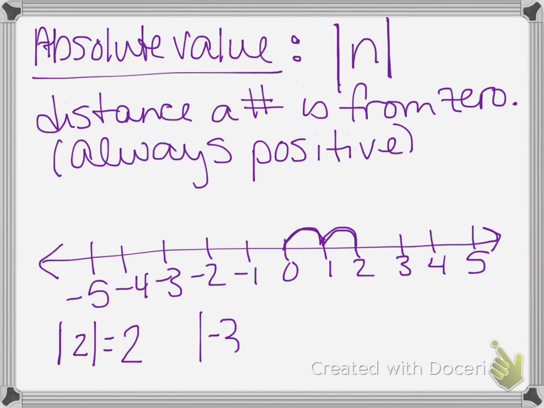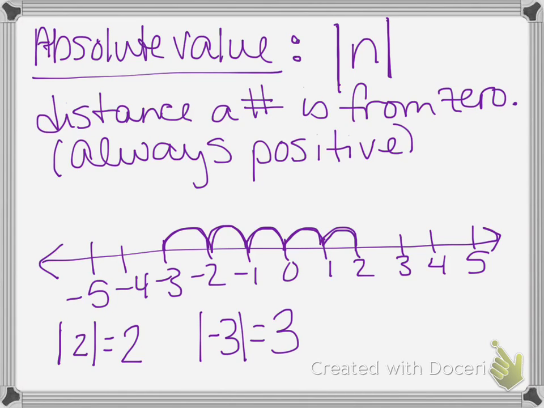But what about the absolute value of -3? Again, we're just counting how far it is. Direction doesn't matter, so we're going to count 1, 2, 3. So the absolute value of -3 is just 3 spaces from 0. So it doesn't matter if it's a positive or a negative in the absolute value, it's always going to be a positive number.